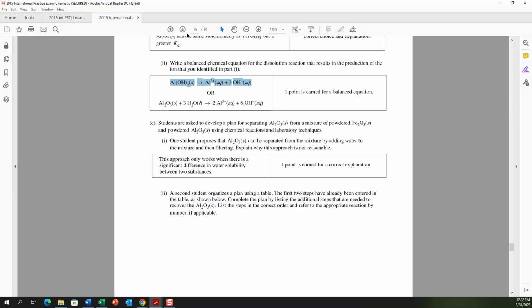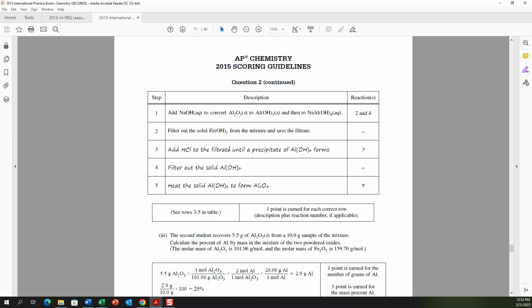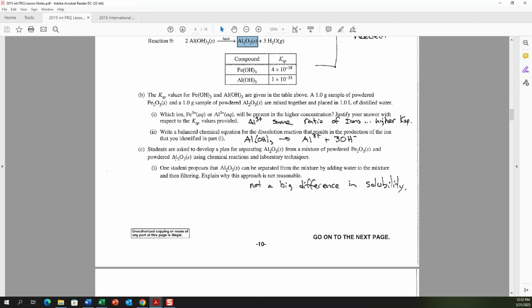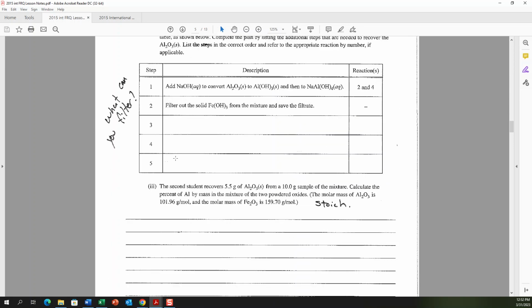Let's see what the scoring guide says. Add HCl until the precipitate forms. Filter out the solid, heat the solid. There you go. All right, we did it. Let's keep on rolling.